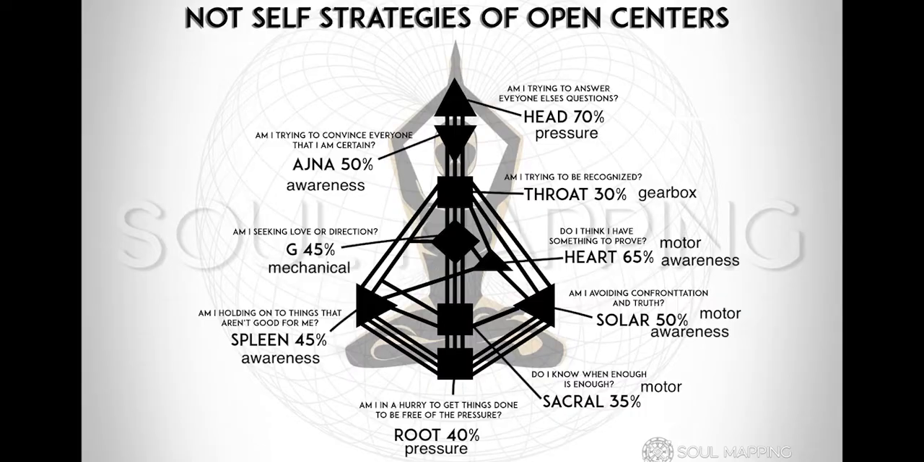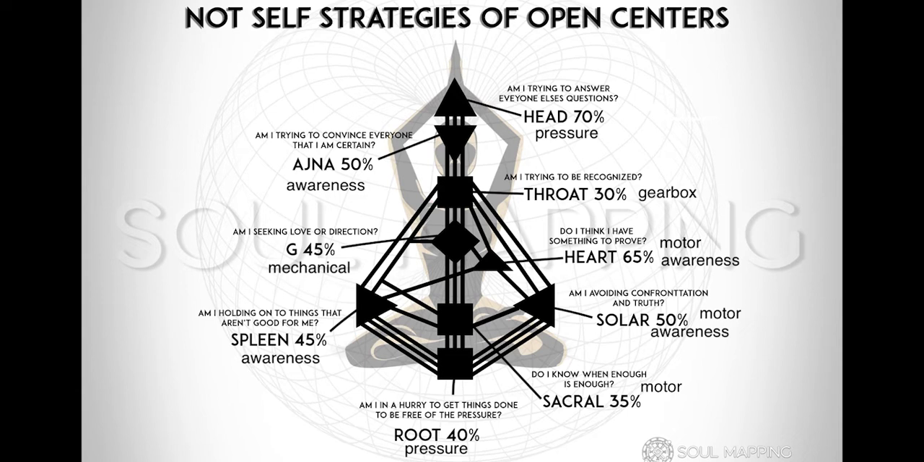So right now, all we're talking about is identifying where your colored in areas are. We've already done the class on the centers. So you should know, or at least have that printout of this is the head, the ajna, the throat, the G, right? So you kind of have an idea of the names of them and a little bit about what they do. Now you're looking at your own chart and you're seeing what is colored in.